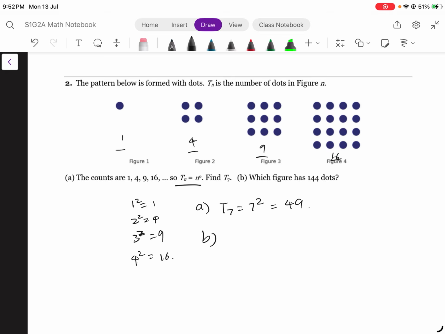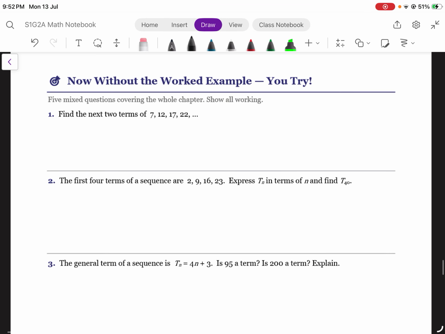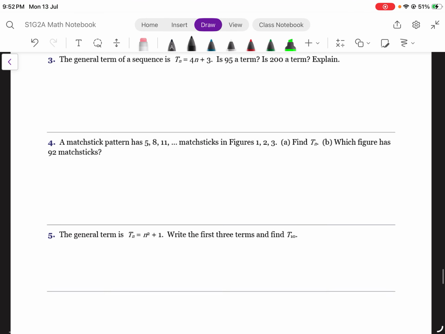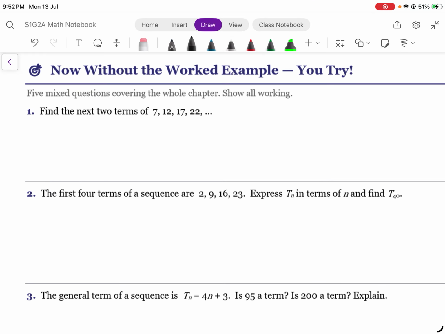Okay, so part B, which figure has 144 dots? So n square equals to 144. So square root to remove the square, n equals to 12. Use your calculator. So figure 12 has 144 dots. Okay, and then so we have this worked example now. Please give this a try. Pause the video, give this a try, and then unpause it to see whether your answer is the same.